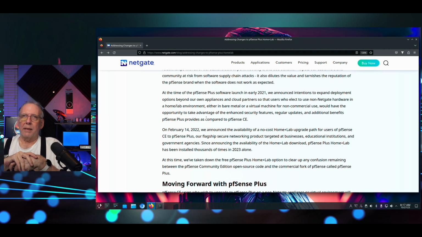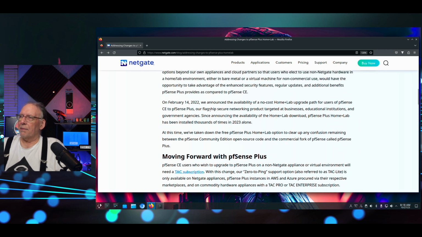And I elected to go with the TAC Lite instead of the Home Lab version. Well, both of those are now dead. So they said there have been thousands of installs in 2023 alone for this. So I don't know why they mentioned that. I mean, it's like, oh, so you saw an opportunity to make additional money off the Home Lab crowd.